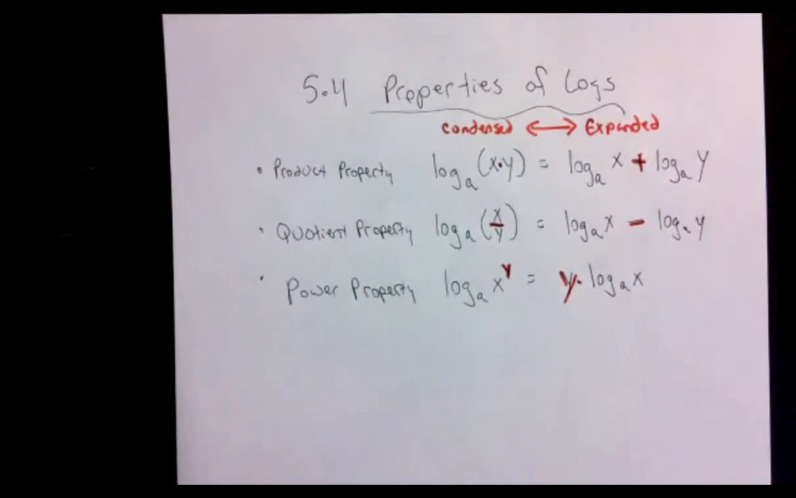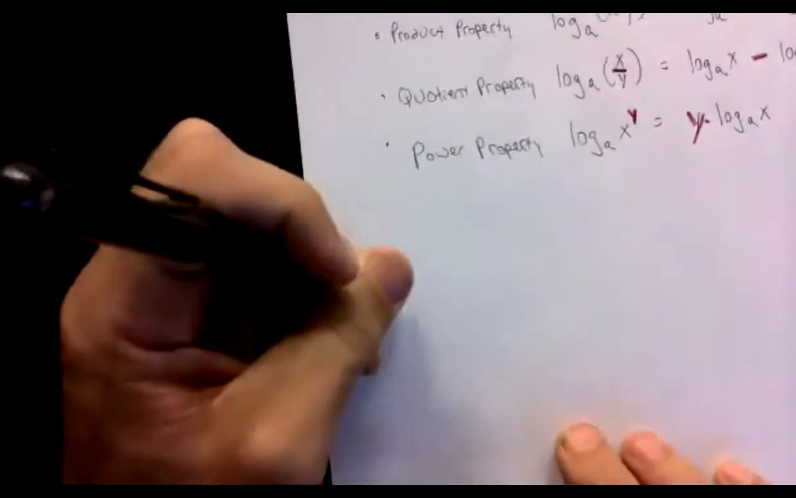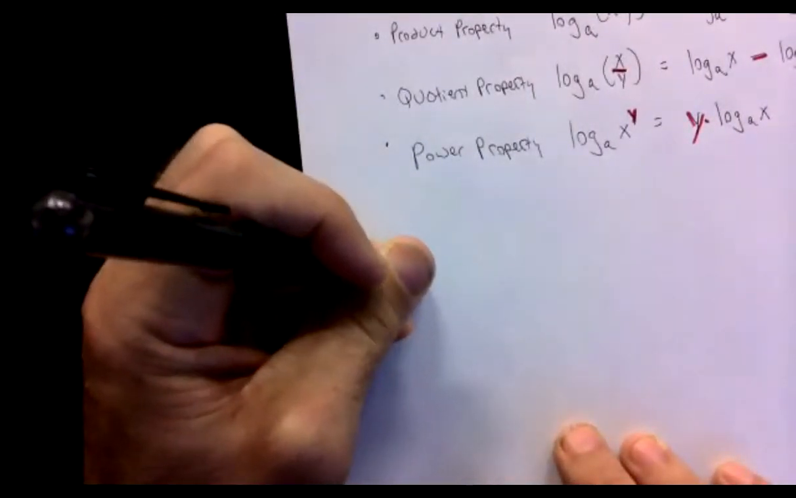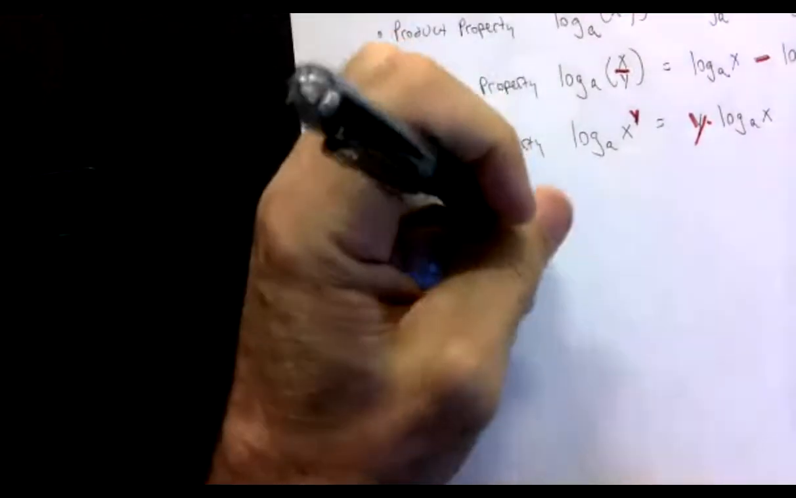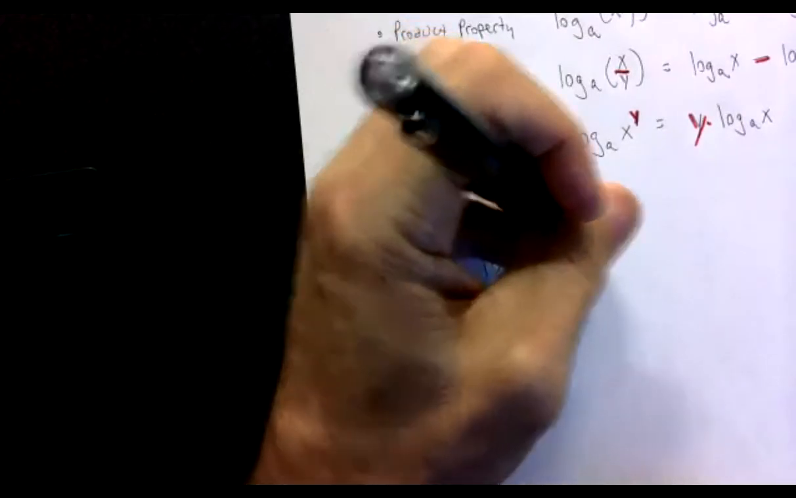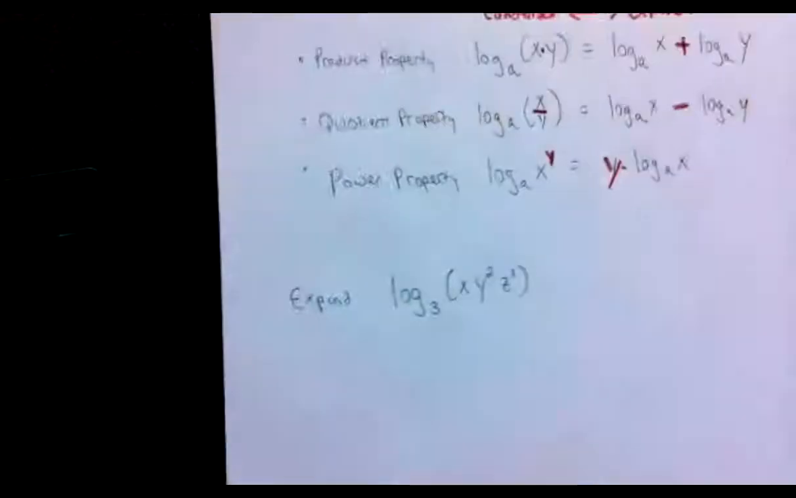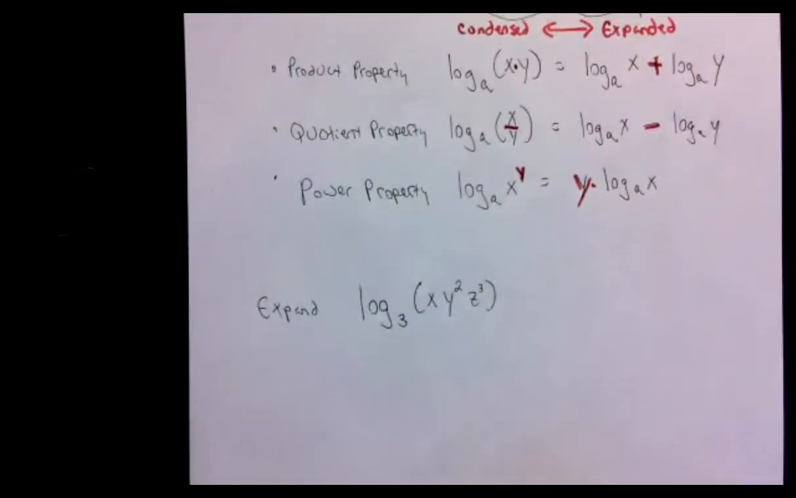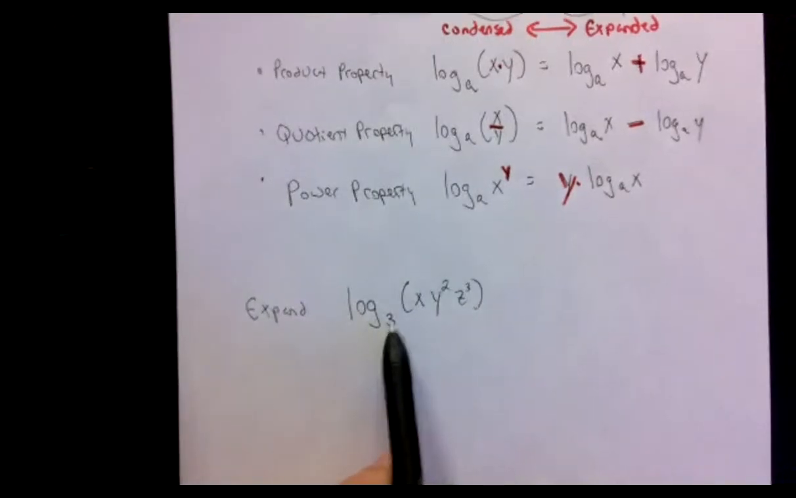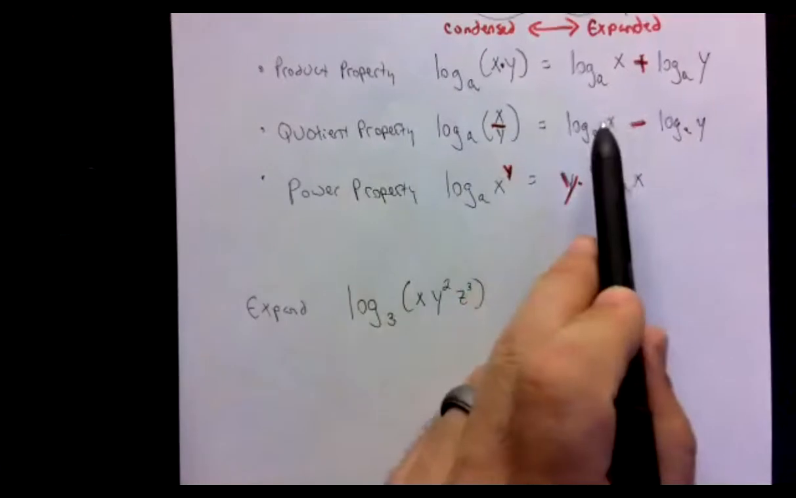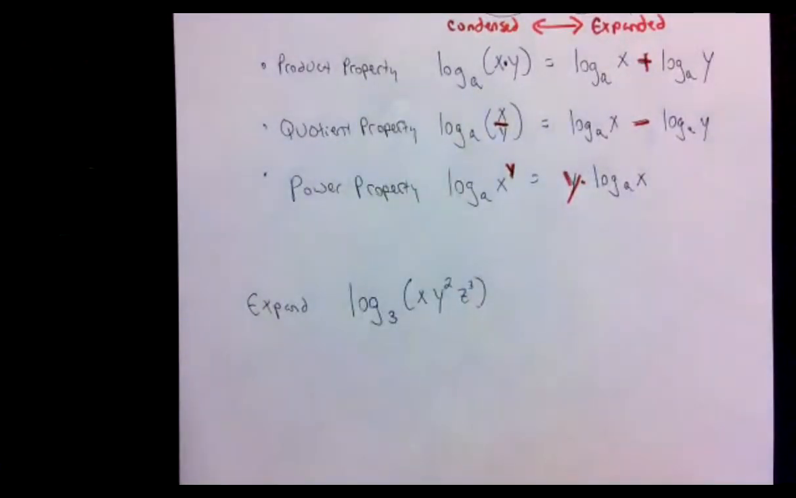And again, they're going to have you go in both directions. For example, they may tell us to expand the following, and they'll give us something like the log sub 3 of x y to the second z to the third. So they're throwing a couple of these properties in all on the same problem. And ultimately this sub number in this case doesn't necessarily matter. Whatever your sub number is just going to carry over to each of the logs when you expand.